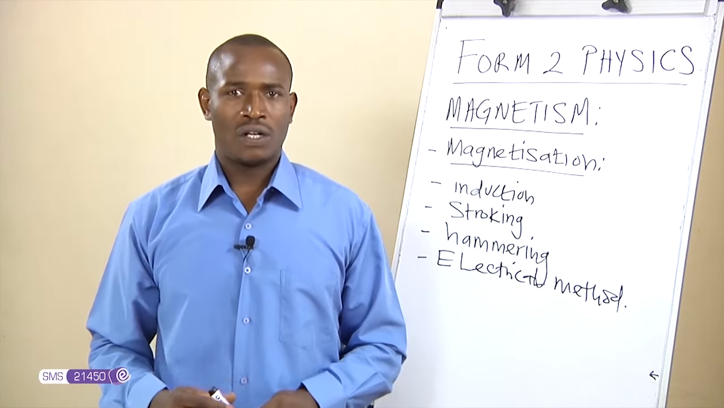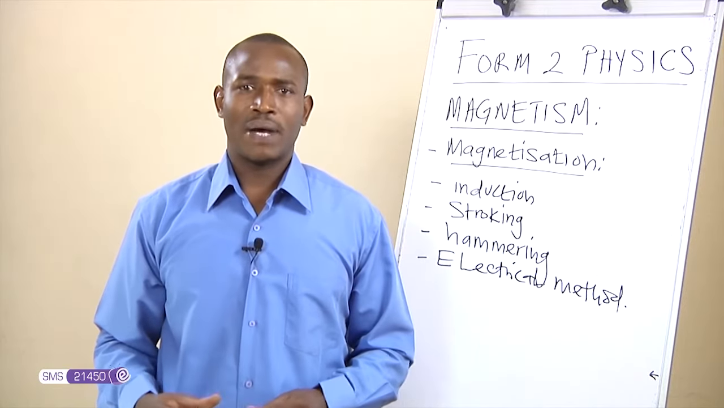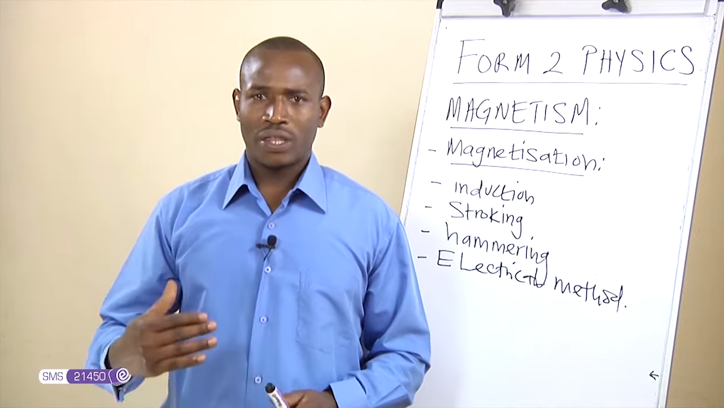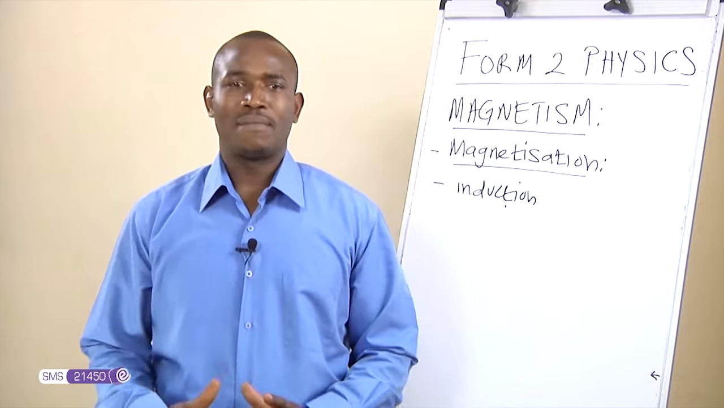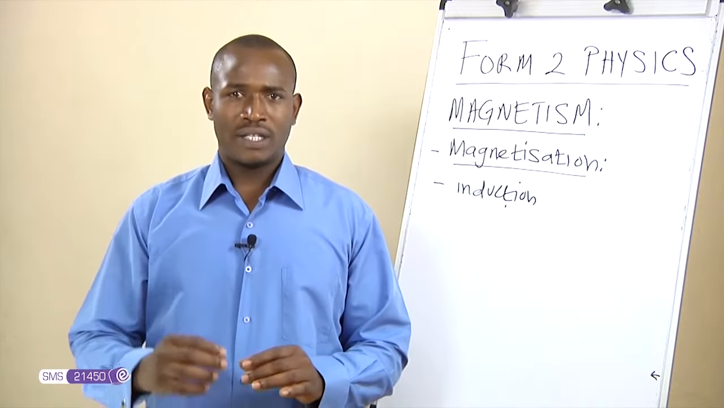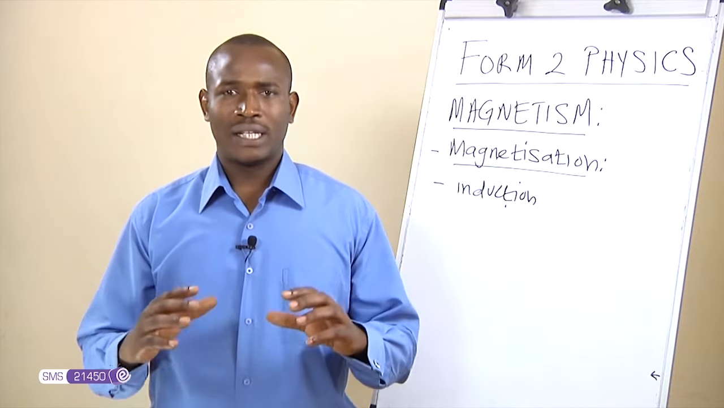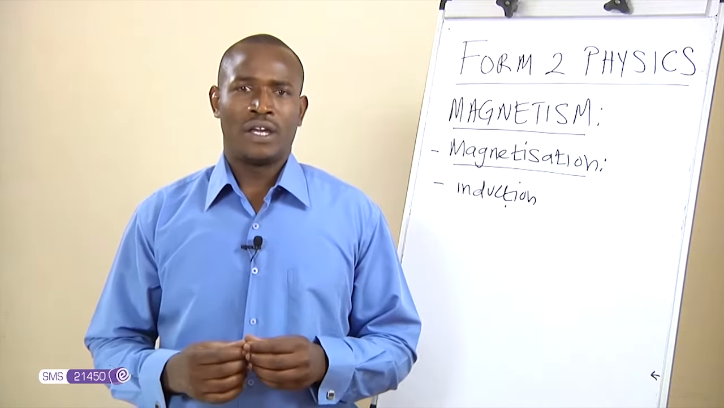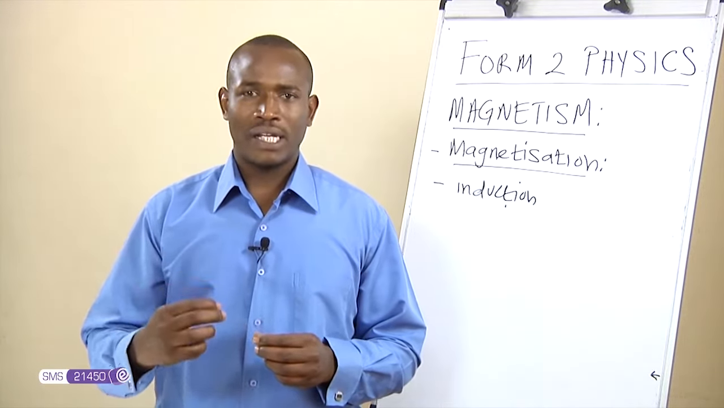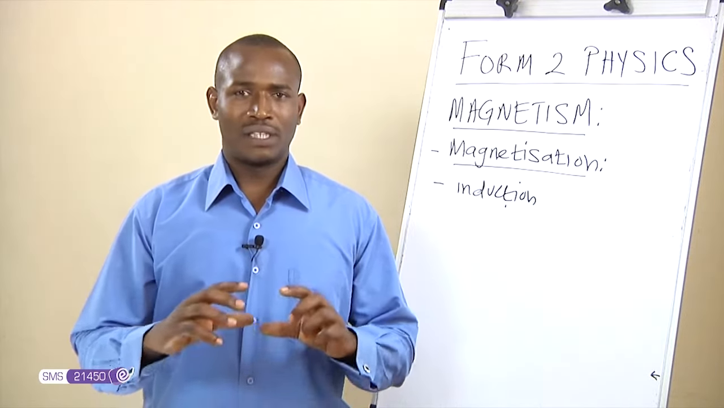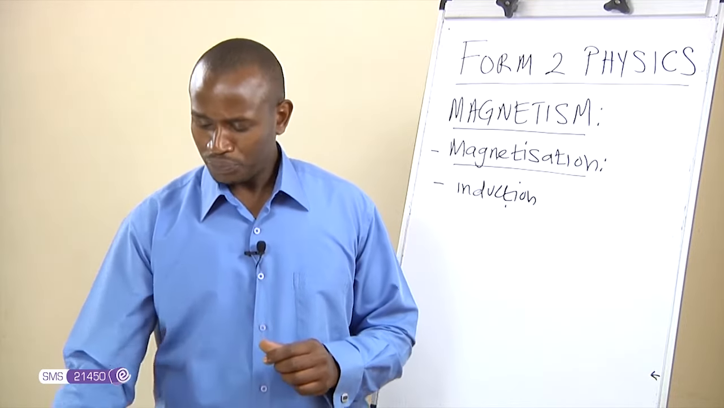We are going to explore how each of these methods can be used to make a magnet, and we are going to start with the induction method. In the induction method, you need the material to be magnetized, for example a steel needle, and you also need a permanent magnet.